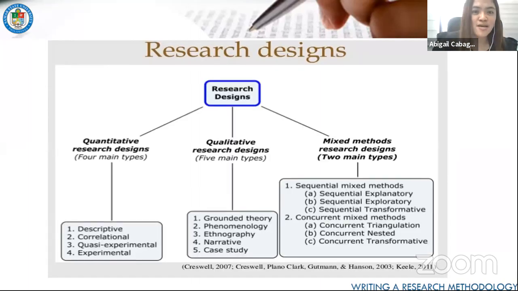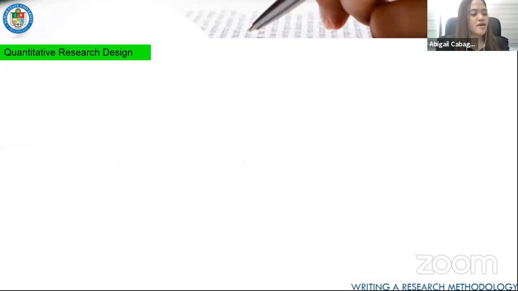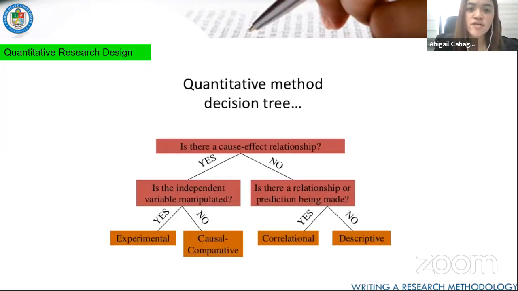Now, let me proceed to the research design. I'll just give you an overview of the different designs commonly used. So we have quantitative research designs, we have qualitative research designs, and I also try to look into the mixed method research designs. Quantitative research design is a systematic investigation of phenomena by gathering quantifiable data and performing computational techniques. So I have here a decision tree model for quantitative researches.